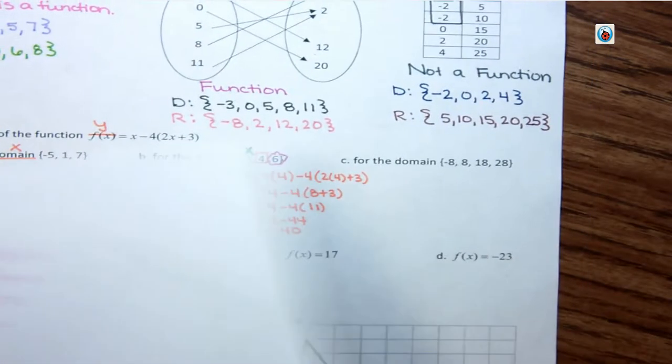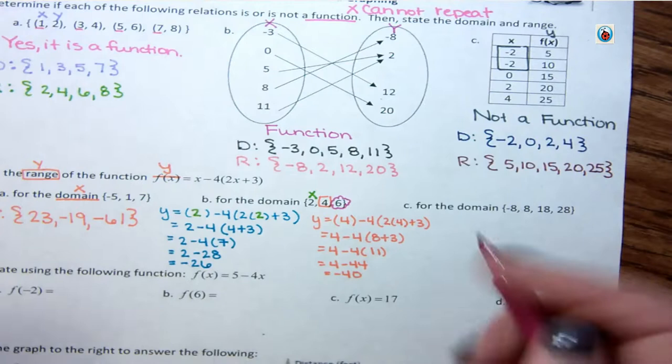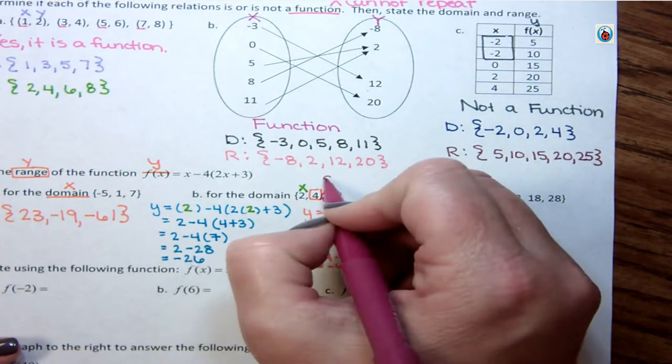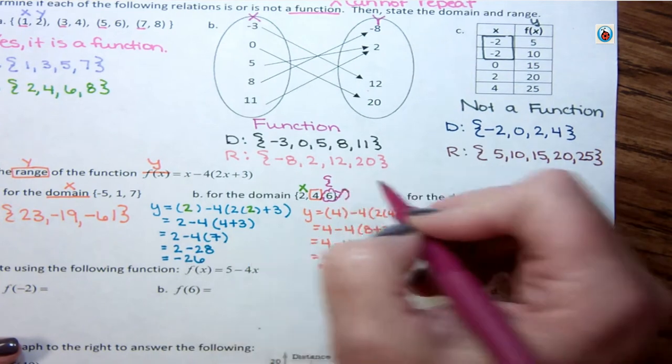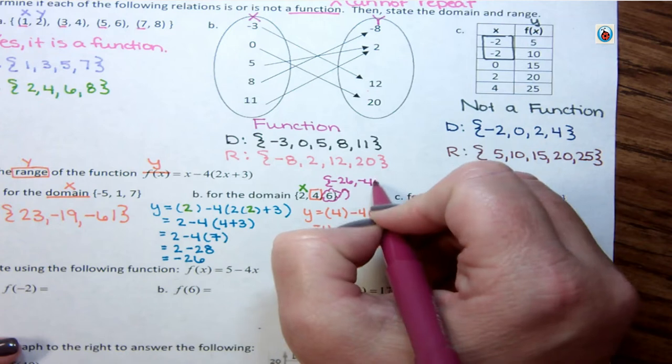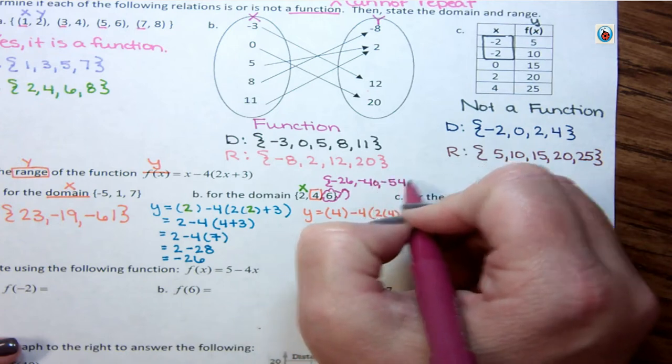Okay. Let me write the answer up here. So my answer on this one is negative 26, negative 40, and negative 54.